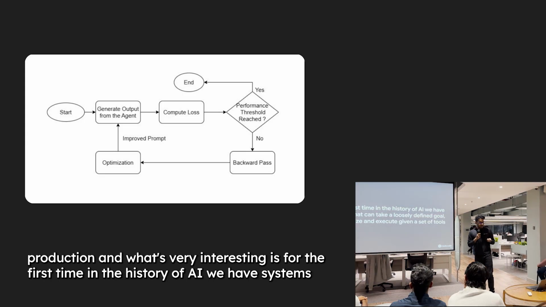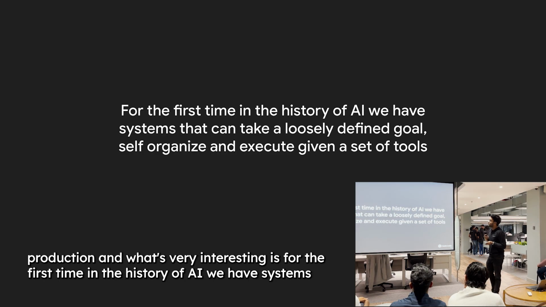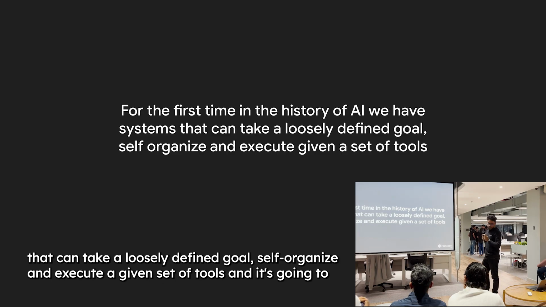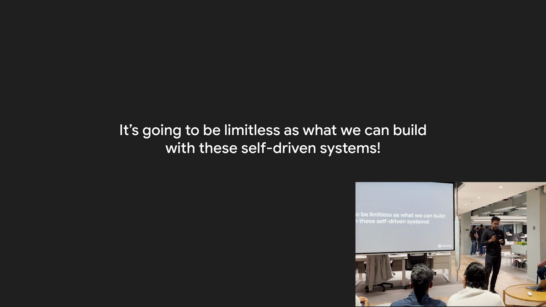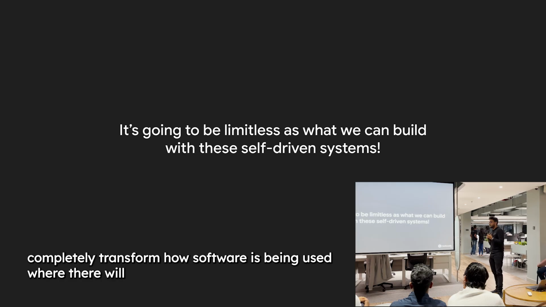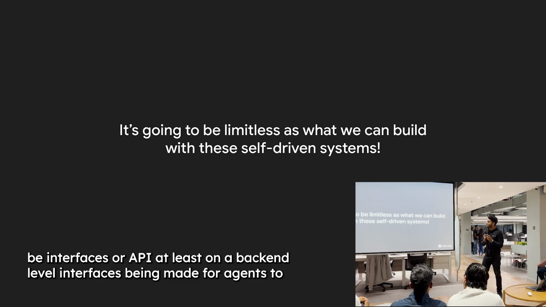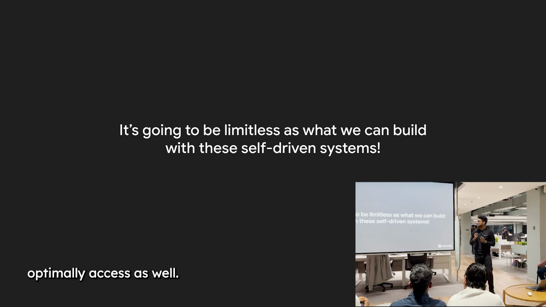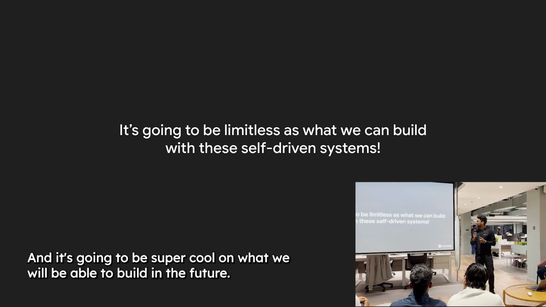And what's very interesting is, for the first time in the history of AI, we have systems that can take a loosely defined goal, self-organize, and execute using a given set of tools. And it's going to be limitless what we can build with these self-driven systems, and it's going to completely transform how software is used, where there will be interfaces or APIs, at least on a back-end level, being made for agents to optimally access as well. And it's going to be super cool what we will be able to build in the future.